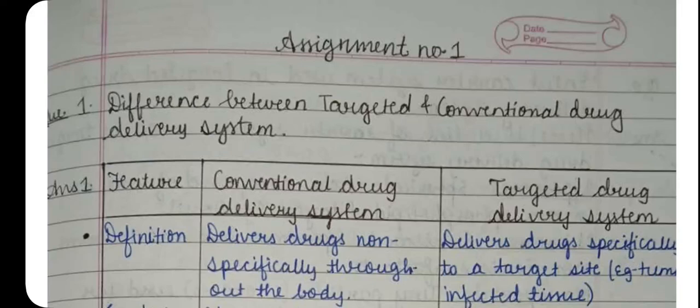Hello everyone. Today I am explaining some of the questions which I have written for the assignment. So these are some of the questions of the molecular pharmaceutics subject of the M.Pharmaceutics semester 2. In this we will study the first question, that is the difference between targeted drug delivery system and conventional drug delivery system.